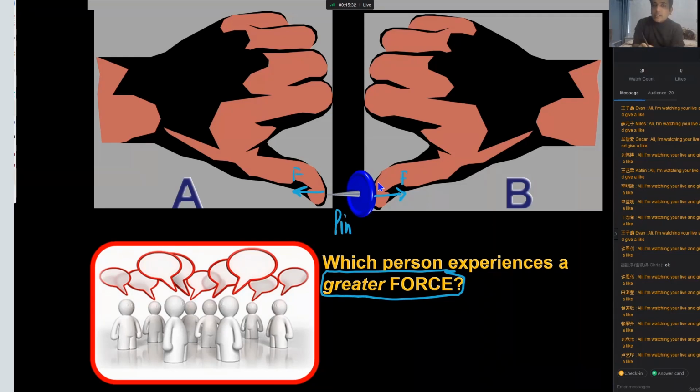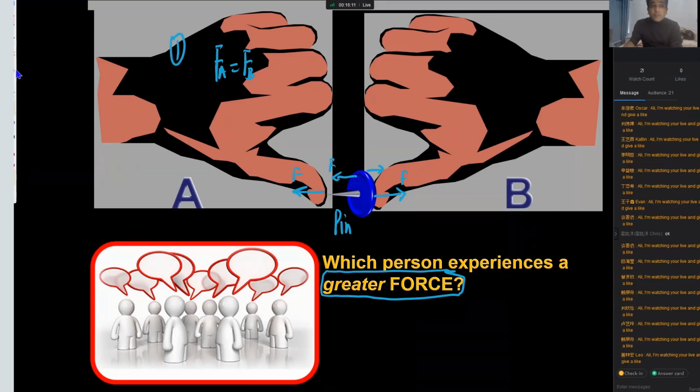It simply means that the force on A and the force on B is the same, because this is at rest. It means no resultant force, so the two forces are the same. One thumb is pushing this pin this way, and the pin is pushing back on the thumb to the right, and this one is pushing this one to the right, and this pin is pushing this hand to the left. So in this case, we will simply say FA is equal to FB. You can understand one point from here: in this case, the force is the same.